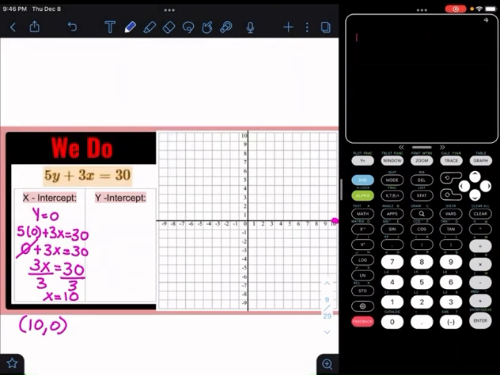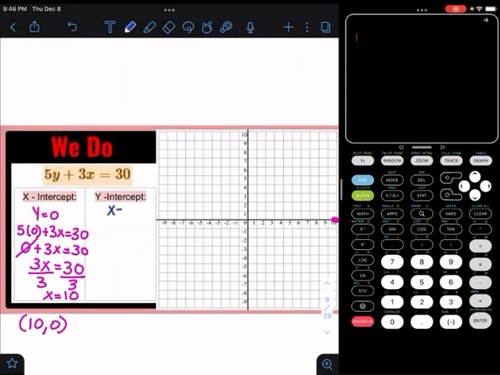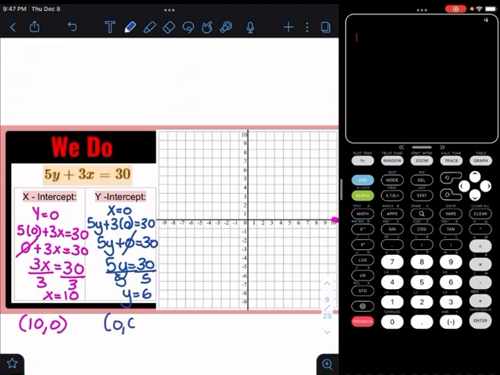Now let's find our y-intercept. To find the y-intercept, we're going to set x equal to 0. Let's write out our equation: 5y plus 3, instead of x we're going to put 0, equals 30. So then we get 5y plus 0 equals 30. We could just get rid of that 0, so then we're going to have 5y equals 30. Divide by 5, we get y equals 6. So my x is 0 and my y is 6, which means don't go left or right, just go up 6.